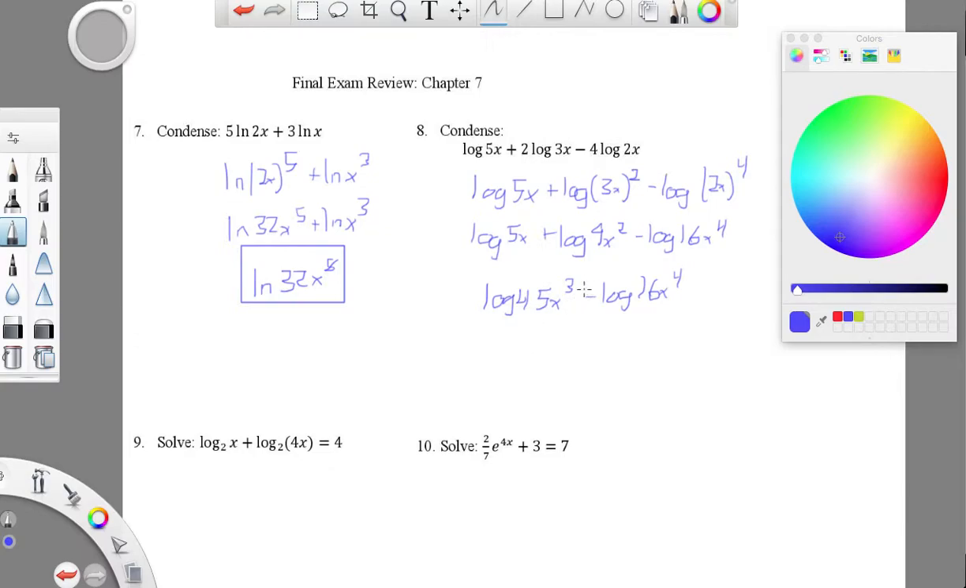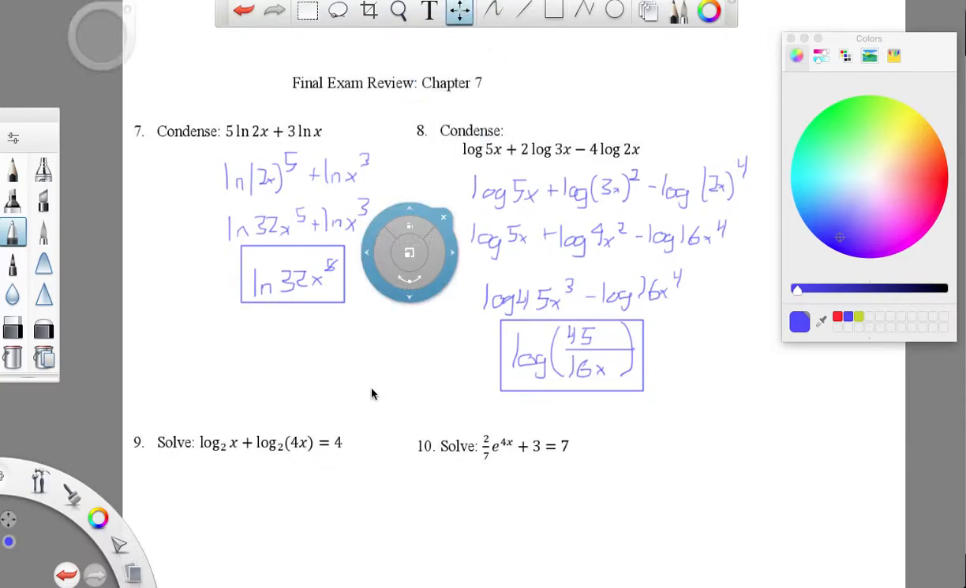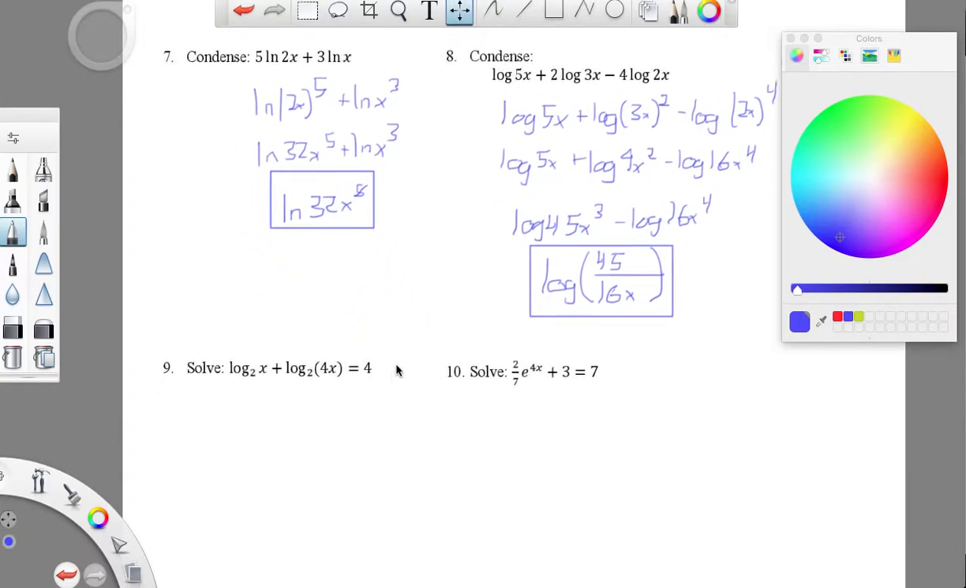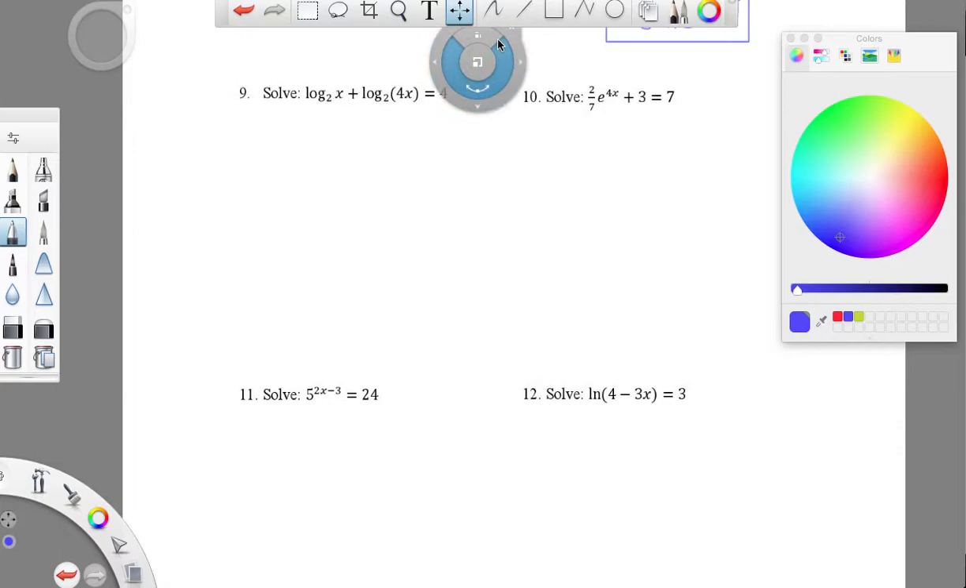So I'm going to change this now with the quotient property. I write it as 1 log of 45x to the 3rd over 16x to the 4th, but those x's cancel out. So I get log of 45 over 16x. And that's it after simplifying. So, not bad. Remember, go over those three properties, and they also come in handy when you're solving equations such as this.